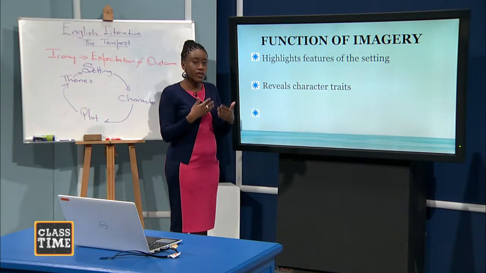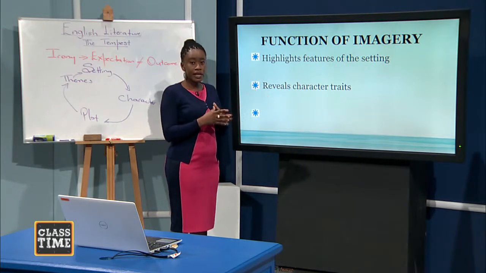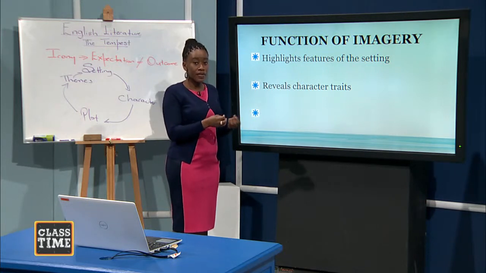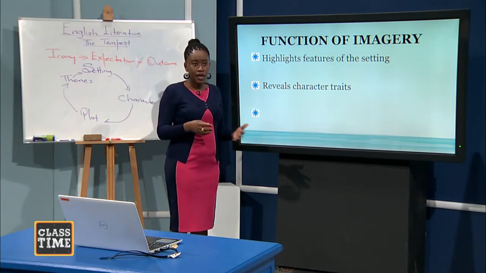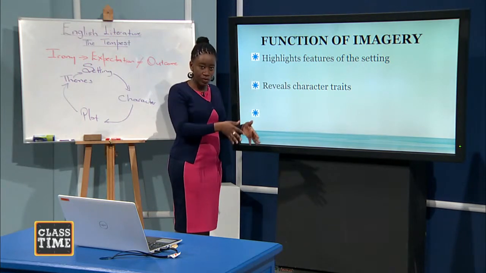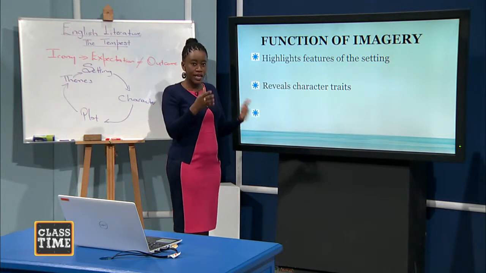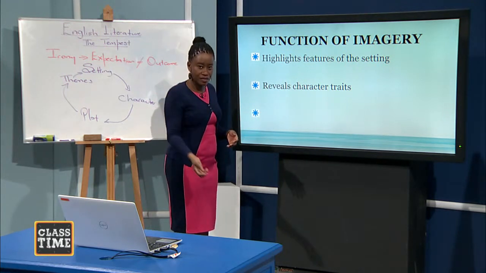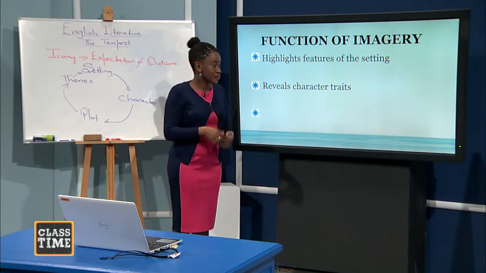The imagery can also reveal character traits. For example, in the case of Gonzalo, we realize that he's an optimist. So he sees the good in everything. Remember, even when they were on the ship, he was the one who said that the boatswain didn't look like somebody who was going to drown. Hence, they were fine. He looked like somebody who would die by what? Hanging. So he saw the good in everything.